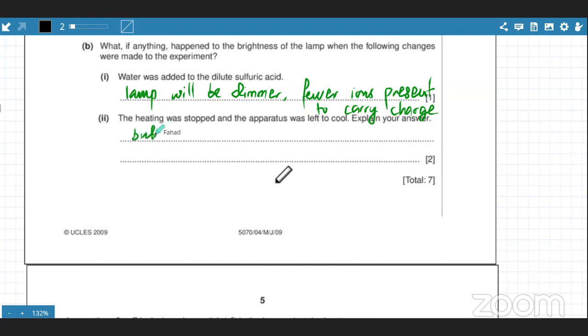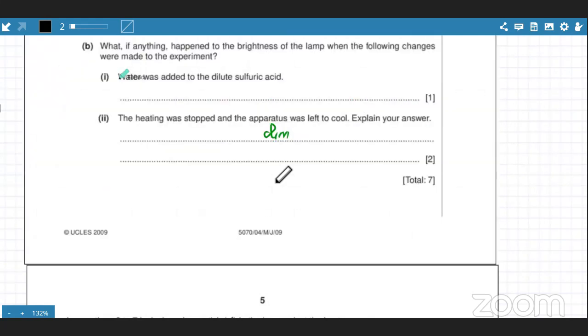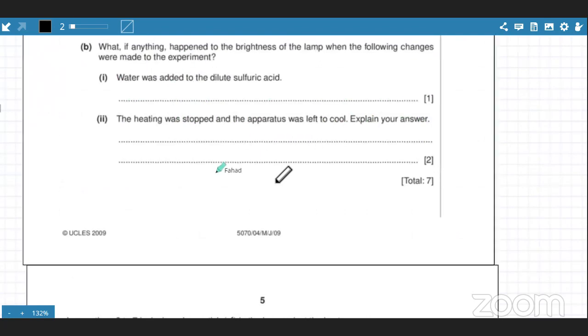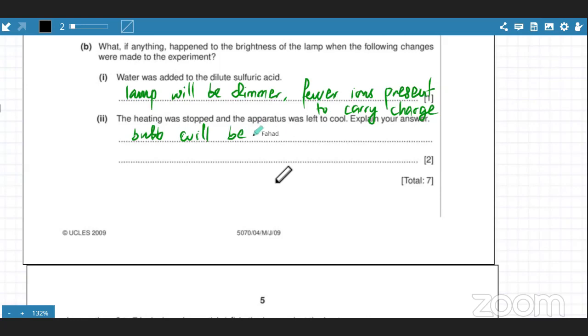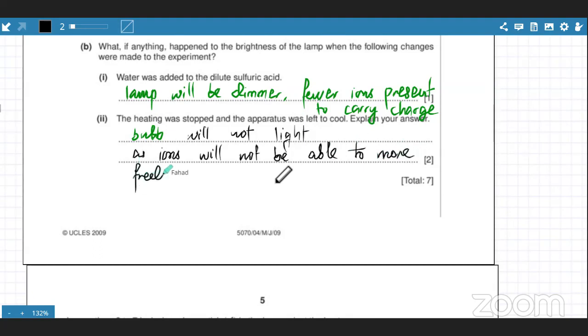The bulb will not light, or it will be dimmer, or simply it won't light. So the bulb will not light, as ions will not be able to move freely.